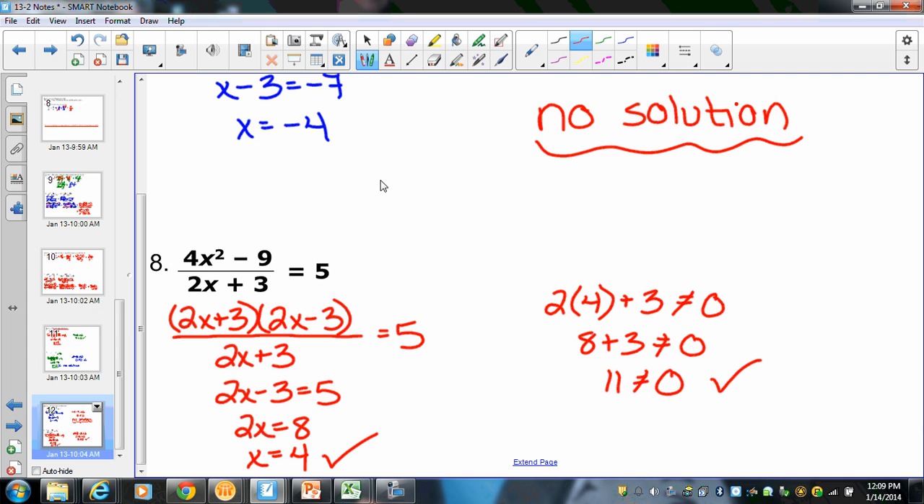Then on number 8, 4x squared minus 9 factors to 2x plus 3 times 2x minus 3. So the 2x plus 3 is your common factor. You're left with 2x minus 3 equals 5. And when you solve that, you get x equals 4. Substituting that into the denominator, you get 11, not 0, which is good. So our actual answer for number 8 is x equals 4.